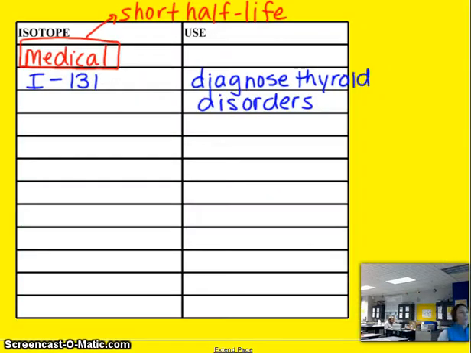Another isotope that's used quite commonly in medicine is technetium-99. It's a man-made element. I just want to check before I say that. Yes. What technetium-99 does is diagnose brain tumors. It accumulates in the brain.